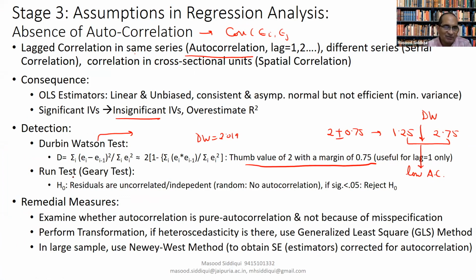For a better test, we have the runs test or Breusch-Godfrey test, and there are a number of other measures also. We are not considering that. I am just introducing the concept. And if this is the problem, then there are some remedial measures. It has been mentioned. We can perform transformation or use some advanced method like the Newey-West method to obtain a better standard error which is corrected for autocorrelation. So by this method, autocorrelation can be taken care of.